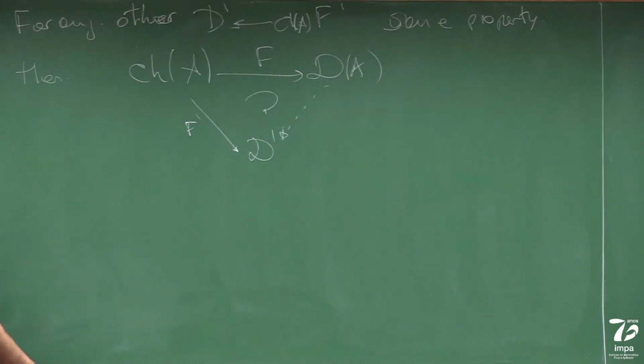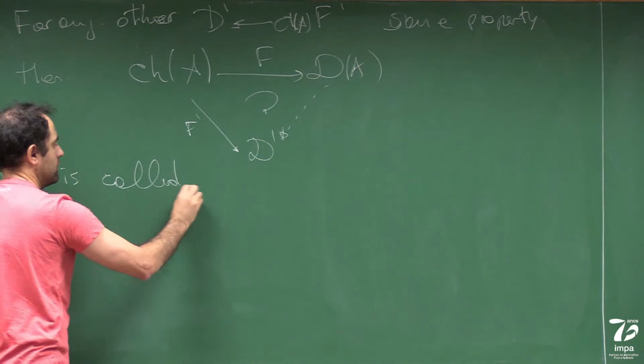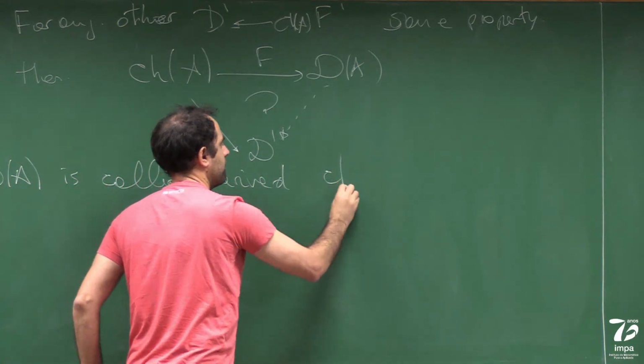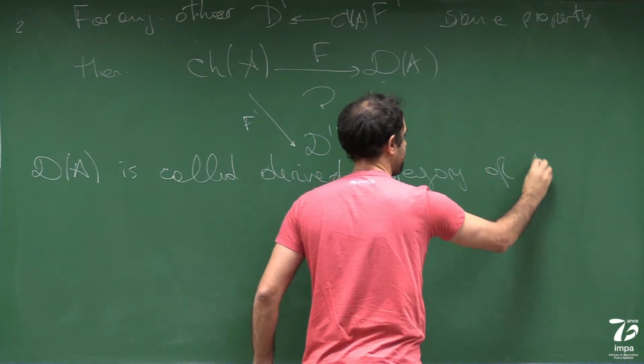All right, so let's prove that this exists, and let's prove that this exists by constructing this D of A. And this D of A is going to end up being a triangulated category. So this is called the derived category of A.